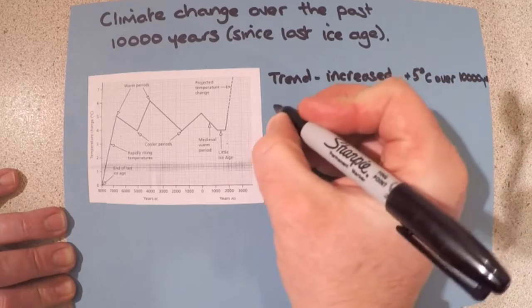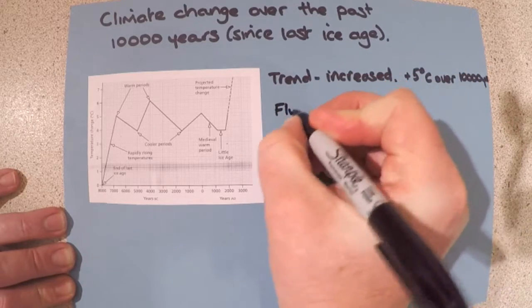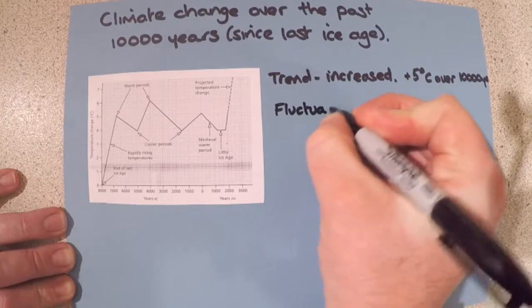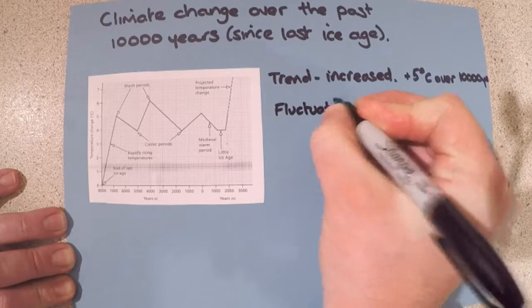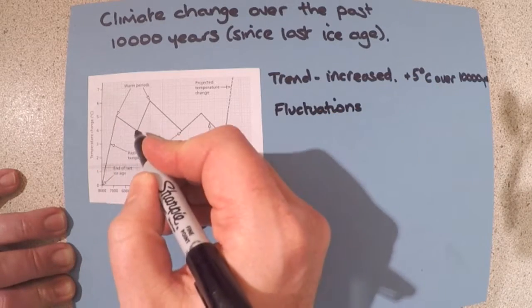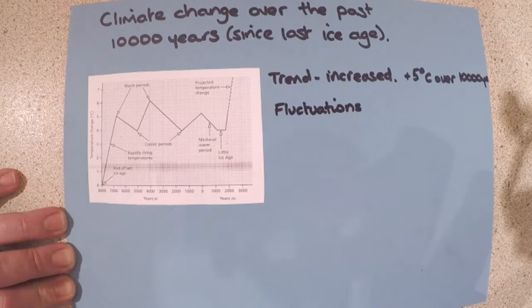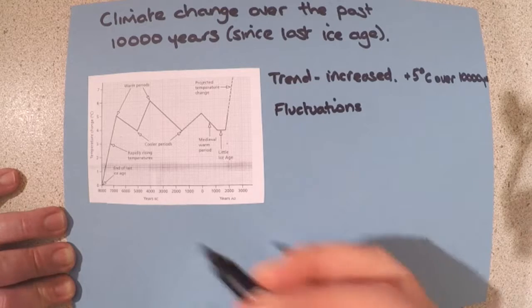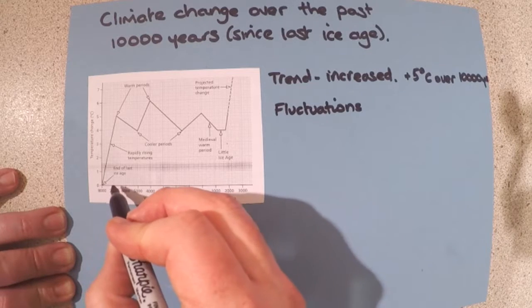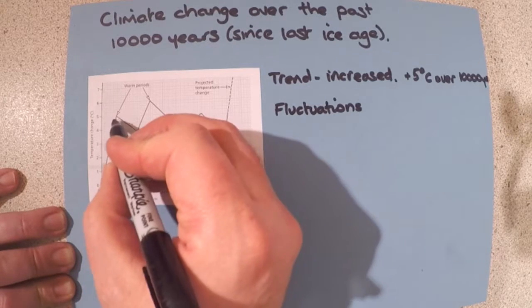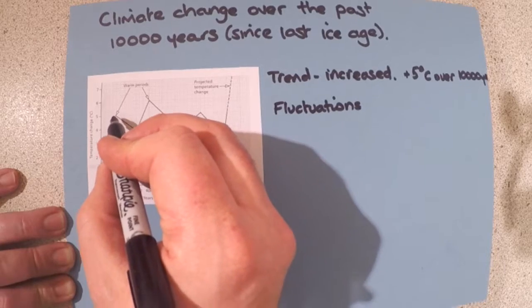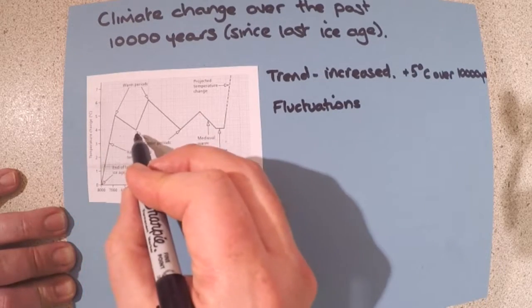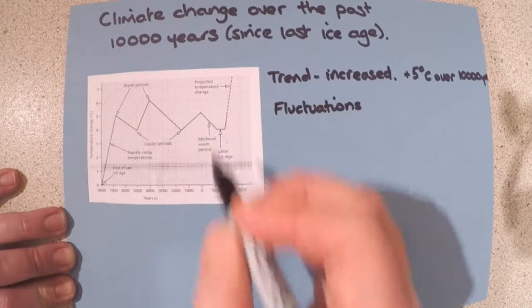But we could also say about this graph that there are fluctuations. It both increases and decreases. What the examiner isn't looking for here is what they refer to in the mark scheme as a Cook's tour. So saying that in the first 1,000 years it increased by 5 degrees, and then over the next 10,000 years there was a decrease of 1 degree, and so on.